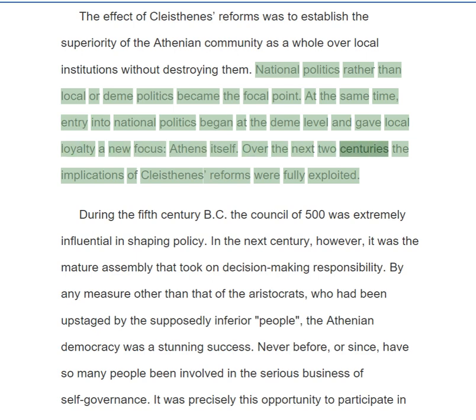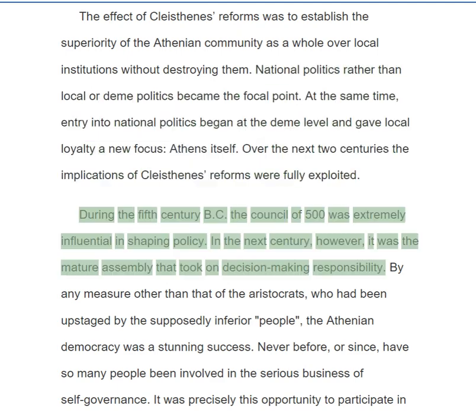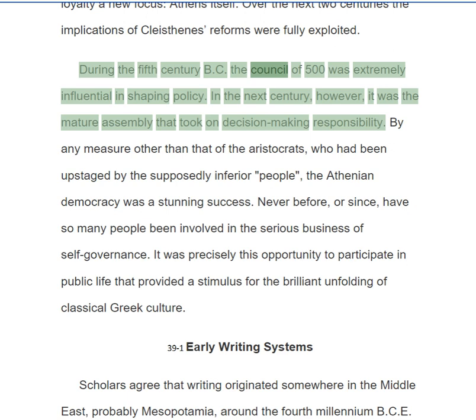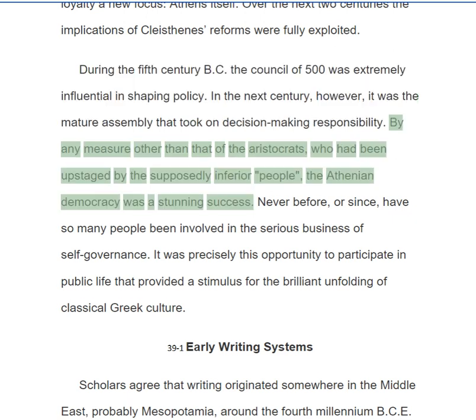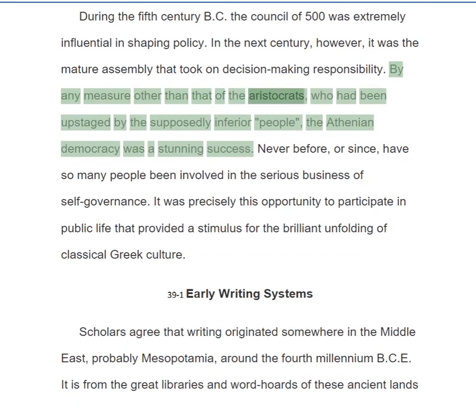Over the next 2 centuries, the implications of Cleisthenes' reforms were fully exploited. During the 5th century BC, the Council of 500 was extremely influential in shaping policy. In the next century, however, it was the mature assembly that took on decision-making responsibility. By any measure other than that of the aristocrats, who had been upstaged by the supposedly inferior people, the Athenian democracy was a stunning success.